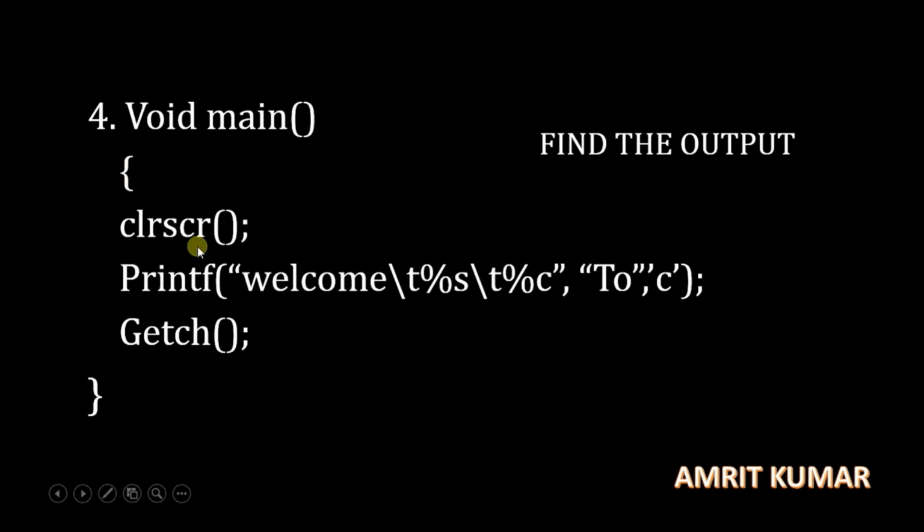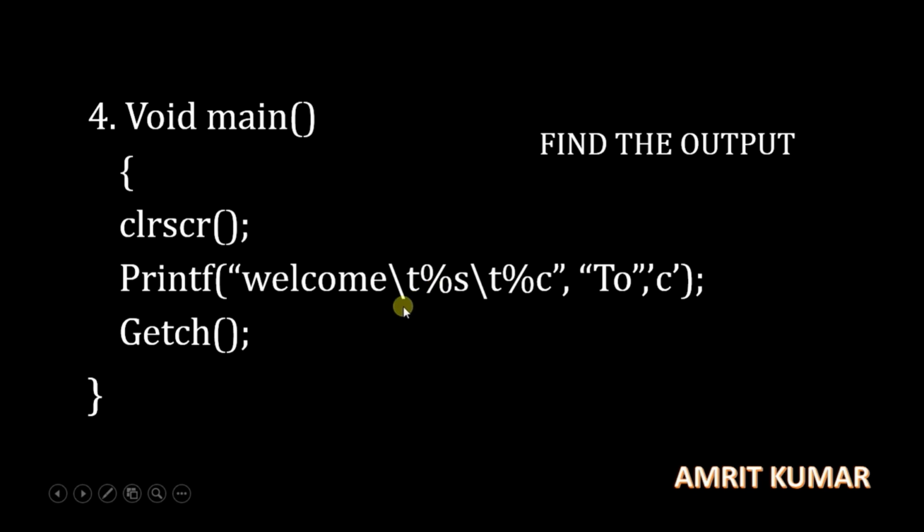Now I am just using the clrscr function, which is used to clear the screen. After that, I am using the printf function, which is an inbuilt function in C language, and it is under the stdio.h header file. Now, for printing anything, it should be within double quotes, and therefore I am printing welcome \t. So \t is an escape sequence whose work is for using the tab.